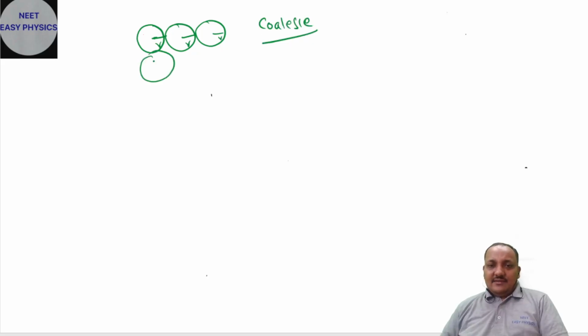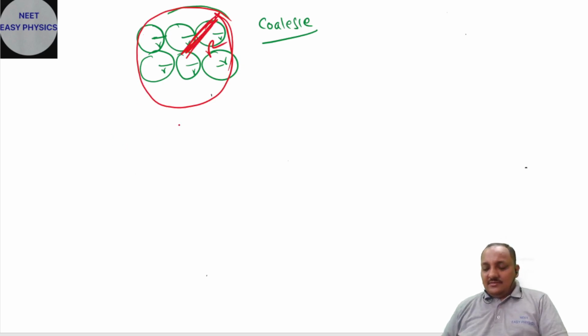Next, coalescing concept. Already we discussed this. If n identical spherical drops are coalescing each other, coalescing means combining or mixing each other. So n identical drops are coalescing each other to form a bigger drop of radius capital R. What is the radius of this bigger sphere? Already we discussed. Capital R is equal to n power 1 by 3 times the smaller r.